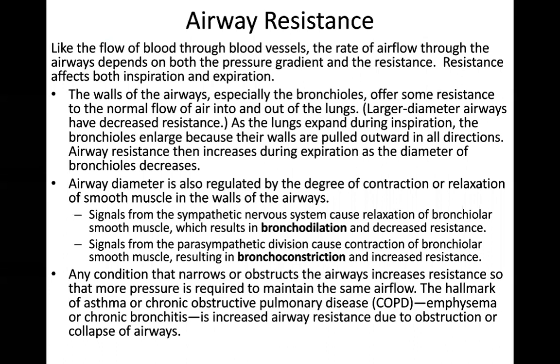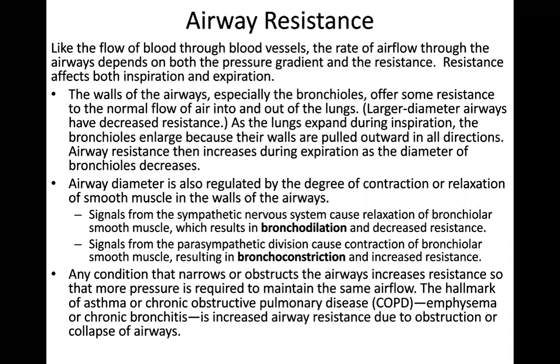As our lungs expand during inhalation or inspiration, not insulation, that's not a word relating to this, the bronchioles enlarge because their walls are pulled upward in all directions. Airway resistance then increases during expiration as the diameter of our bronchioles decreases. Airway diameter is also regulated by the degree of contraction or relaxation of smooth muscle in the walls of our airways, and it's just like what we saw with blood vessels, vasodilation and vasoconstriction. This time we call it bronchodilation and bronchoconstriction.